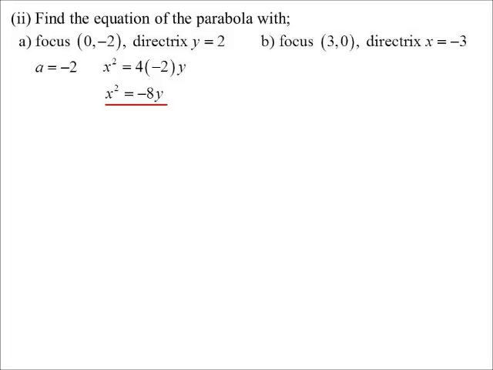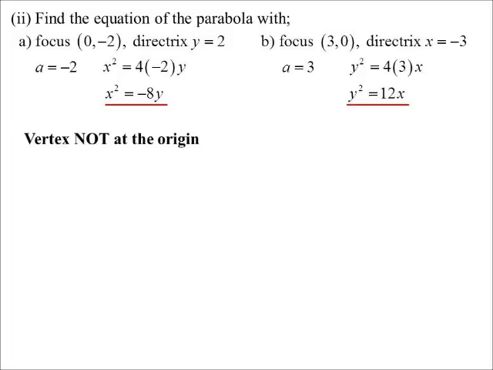But hang on, look at the second one. Directrix is x equals -3. Well, that's weird, because we said directrix was y equals. What's happened to this parabola? Yeah, it's on its side. So the only difference is focal length will still be 3, but instead of being x squared is 4ay, it's going to be y squared is 4ax, because it's on its side. So there we go, y squared is 12x for that one.